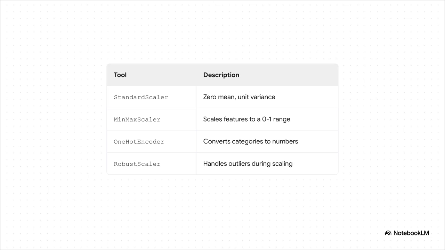The standard scaler is kind of your go-to, your typical starting point. If you need all your values squished into a strict 0 to 1 range, min-max scaler is the tool for you. Got text categories like USA or Europe? One hot encoder is how you turn those into numbers the model can read. And what if your data is full of crazy outliers? That's where the robust scaler comes in. It's built to handle that kind of mess and give you a much more stable result.